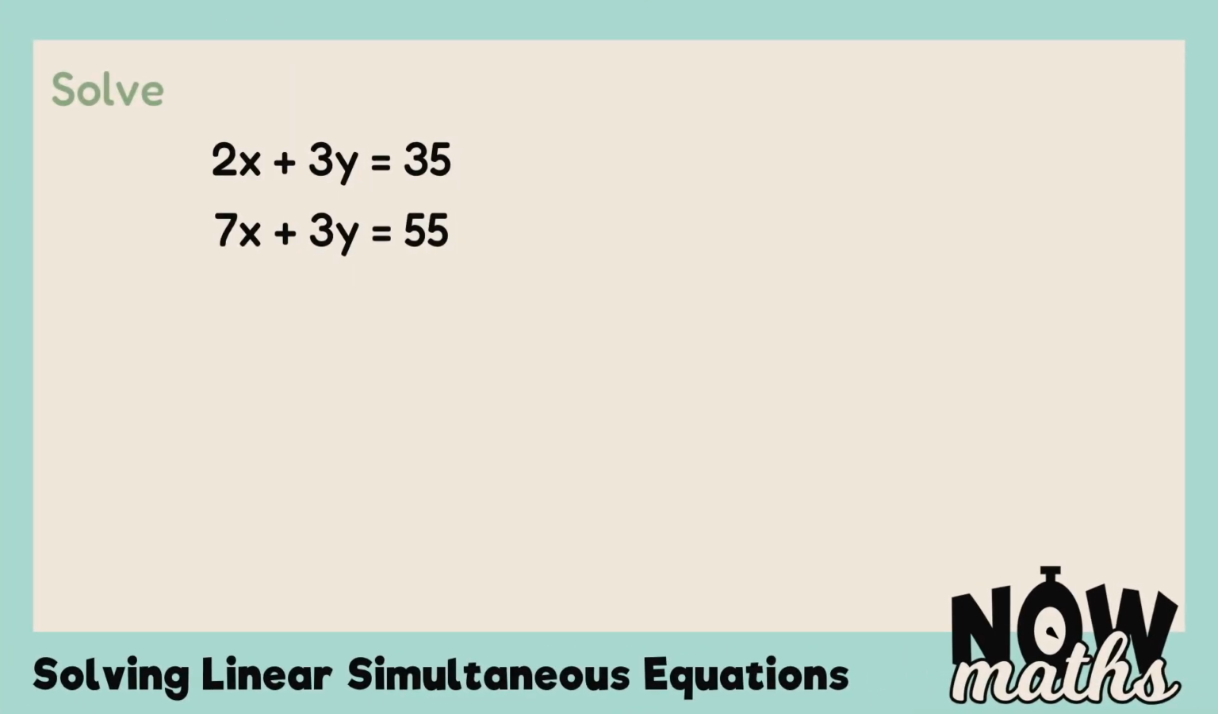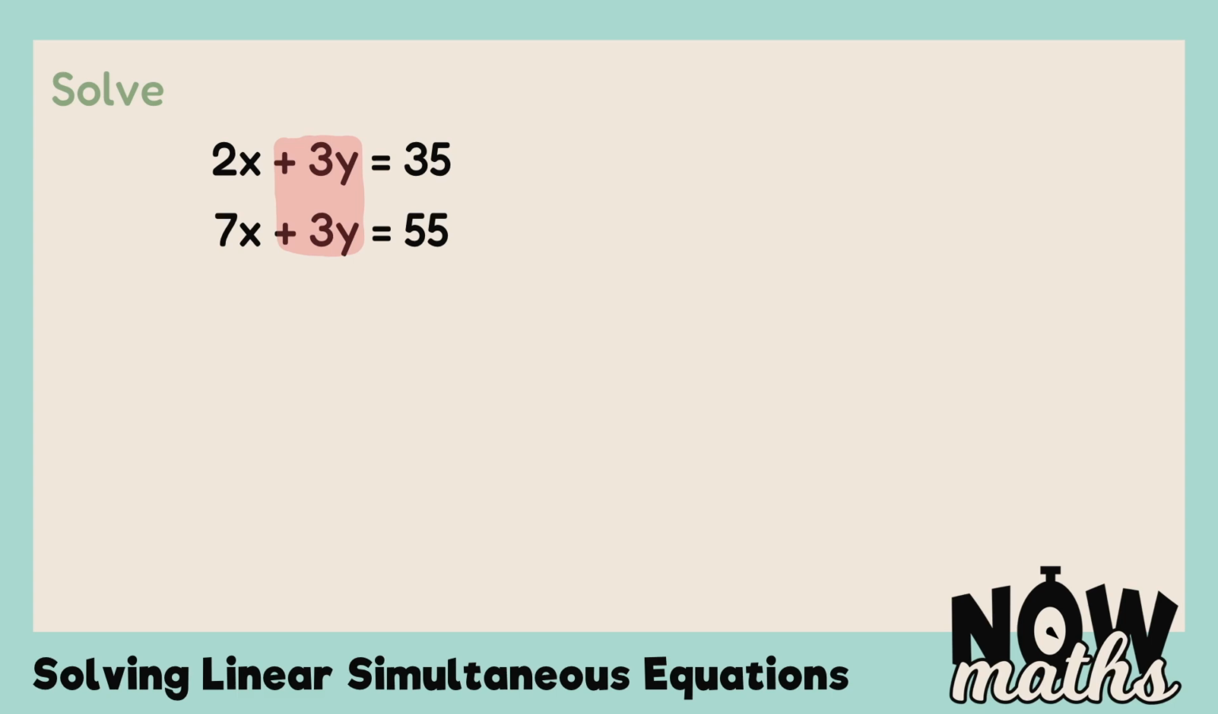Let's have a look at another pair of similar simultaneous equations. So for this pair here, we can see that we have our common term in each, which is the 3y term. So we're going to need to subtract one equation from the other in order to eliminate this.